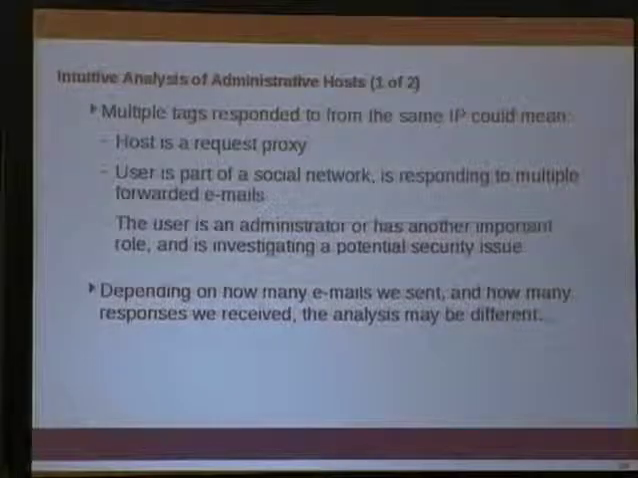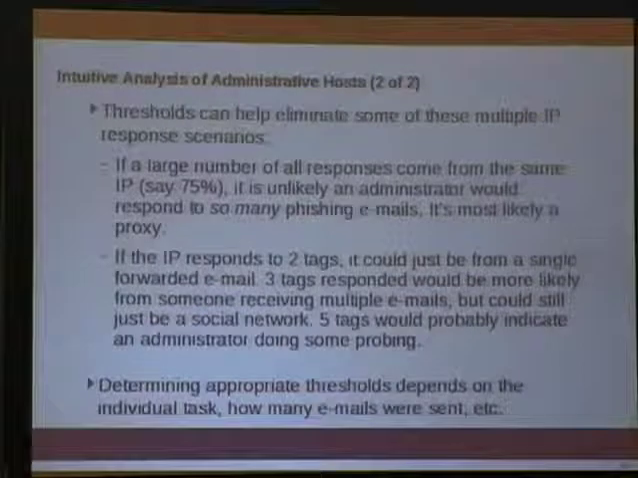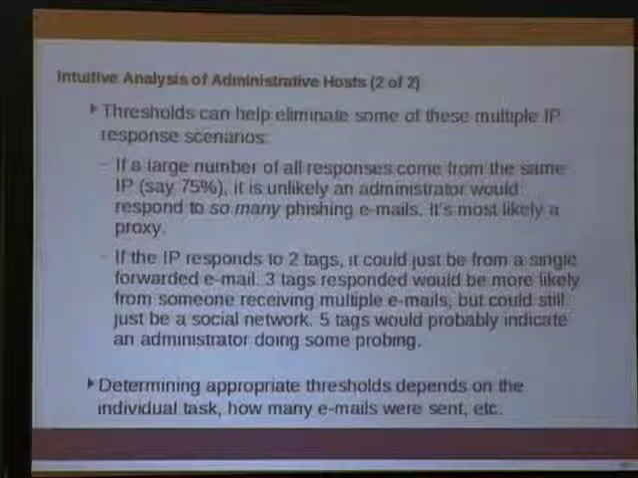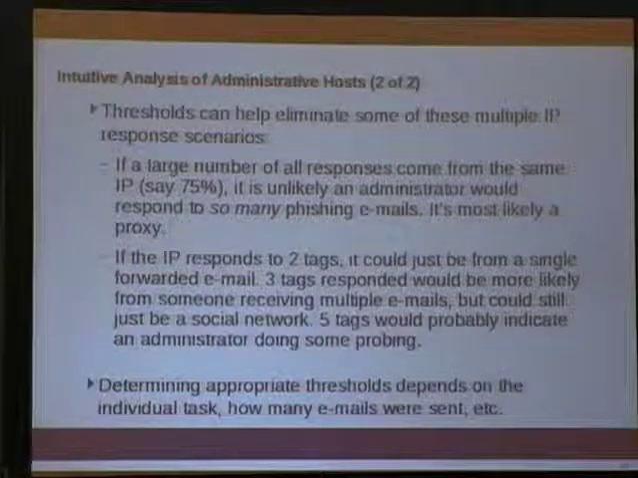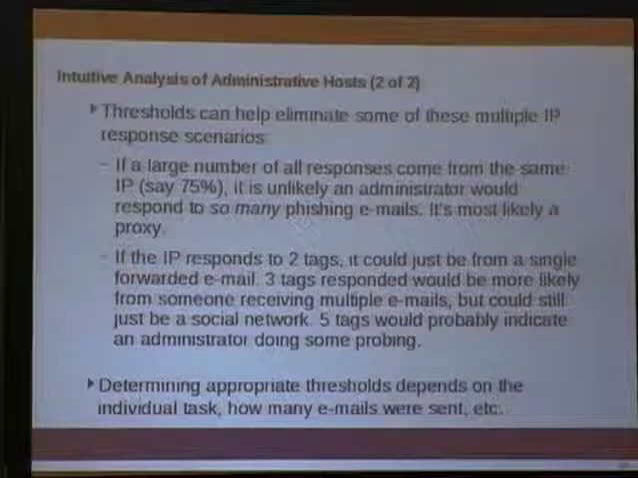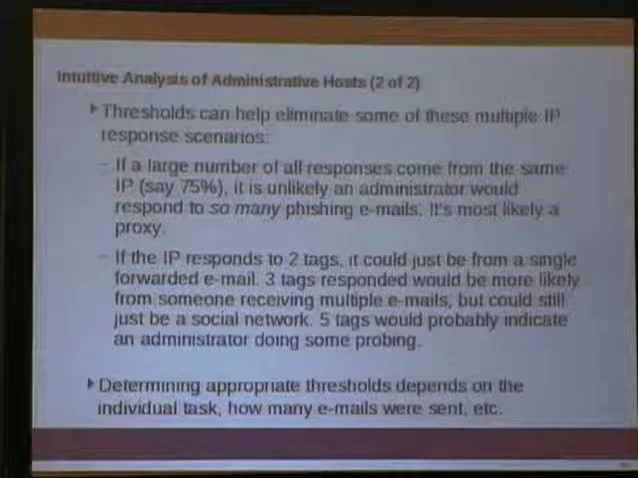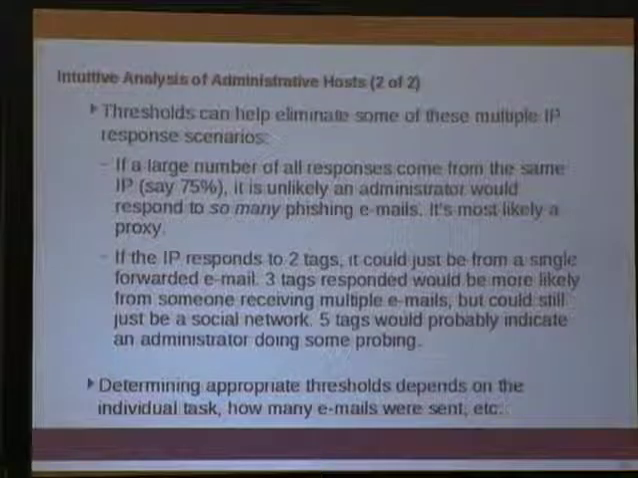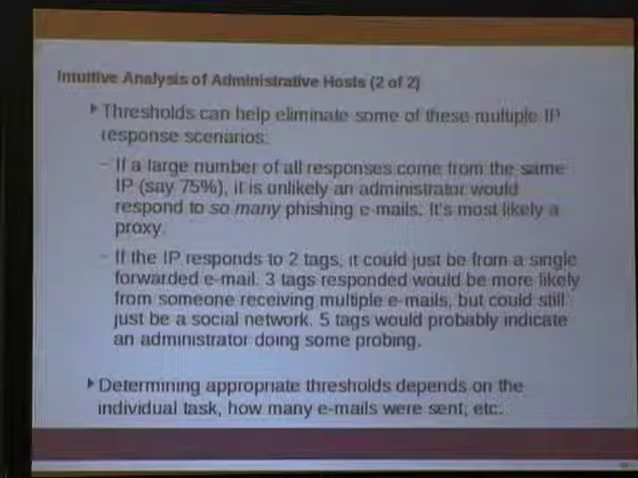So if I send out 3 emails and I have my threshold for a proxy being 50 responses from a single IP, it would never reach that threshold. But if we have a large number of responses, say like 75% coming from a single IP address, it's unlikely that an administrator would respond to so many of those phishing emails. And even if they don't know what's going on in the emails, it's just unlikely they're clicking on so many links. So we can probably list it as more likely a proxy.